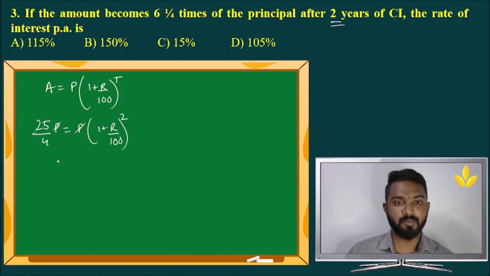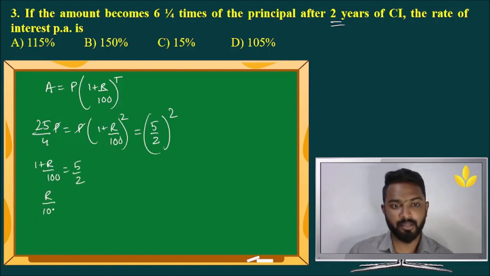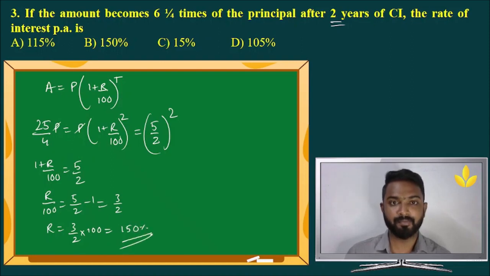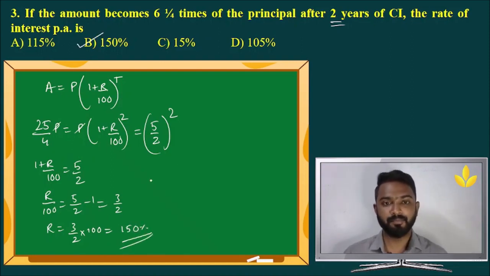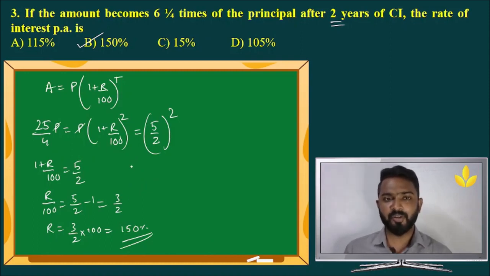So principal and principal gone, and 25 by 4 is nothing but (5 by 2) whole square. So square and square gone. We have 1 plus r by 100 equals 5 by 2. So r by 100 equals 5 by 2 minus 1, that is equal to 3 by 2. So rate equals 3 by 2 into 100, that is equal to 150%. Answer is B.